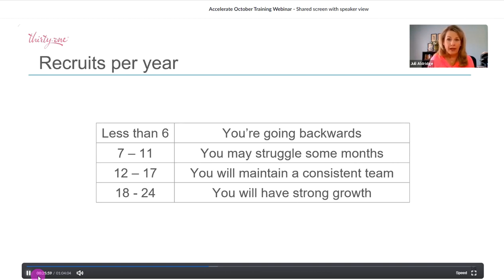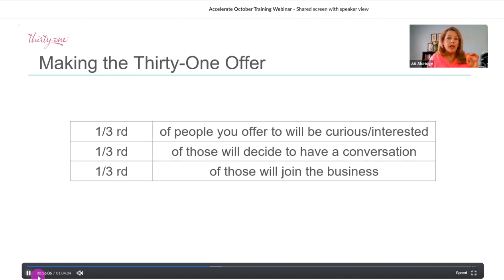Now, you've all heard before that recruiting is a numbers game, and I believe that that's totally true. So I want to show you another slide. We know that when you offer the 31 business to your host, to your guests, and to your contacts, 1/3 of the people that you offer it to are going to have an interest. 1/3 of those people that have an interest will decide to actually have a sponsoring conversation with you. And 1/3 of the people that have a sponsoring conversation with you will join. Okay, are you tracking that?